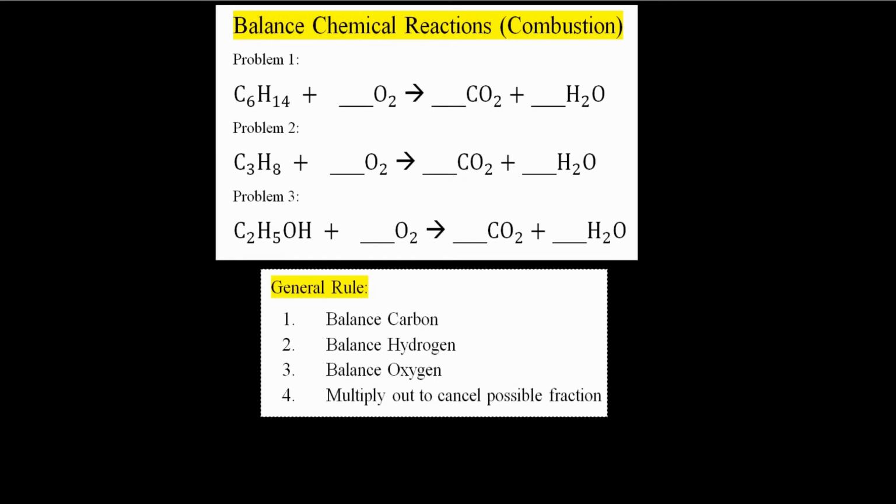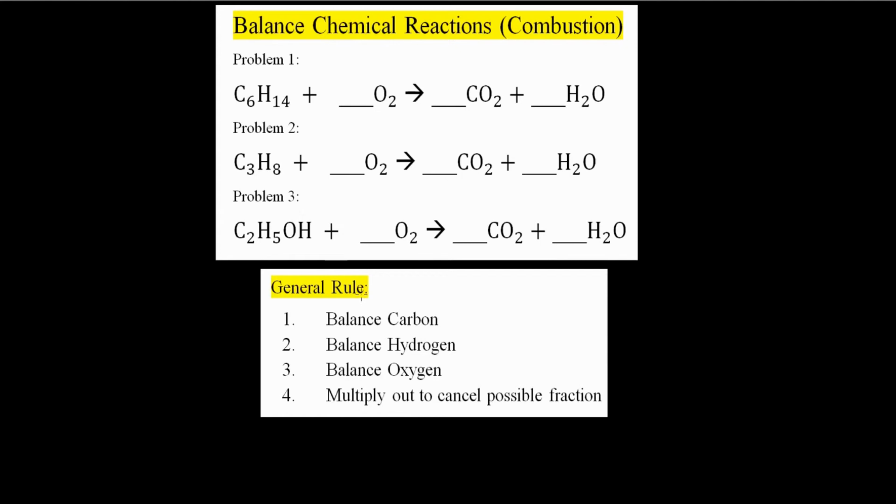Okay, in this video, we will be balancing chemical reactions for combustion. So we have three example problems, and the general rule whenever you want to balance chemical reactions in general, not just combustion, is first you want to balance carbon, then you want to balance hydrogen, then you want to balance oxygen. Often you'd want to eliminate fractions, and so you'd multiply out. And so let's do this problem.